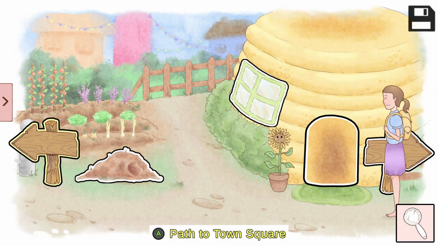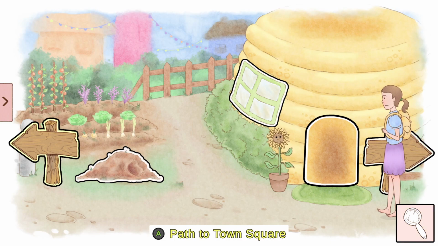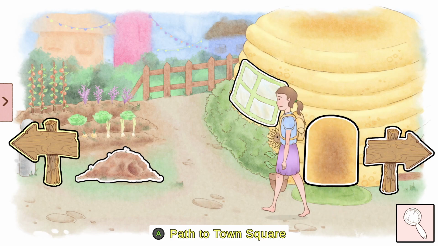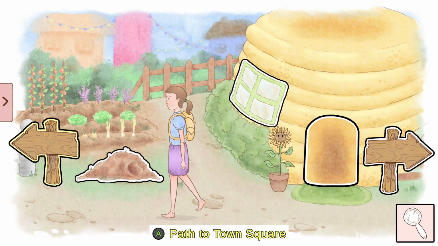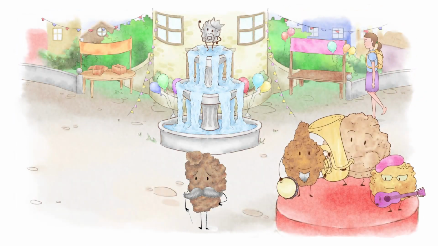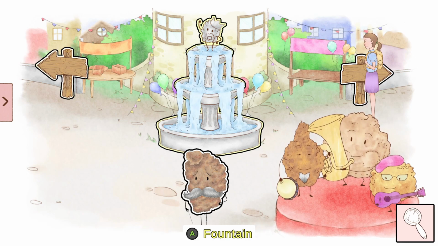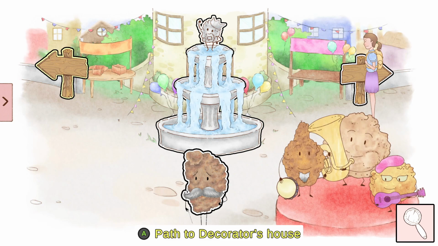Auto-save. Path to town square. Rabbit hole. Window. Door to cook's. Path to the pit. Side menu. Path to town square. I wonder if we'll have our full band together and then we'll move on to the next scene. Path to decorator's house. Fountain. Path to decorator's house.